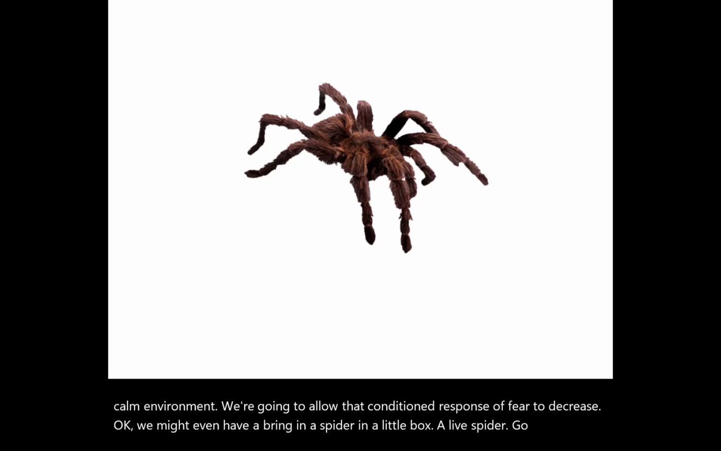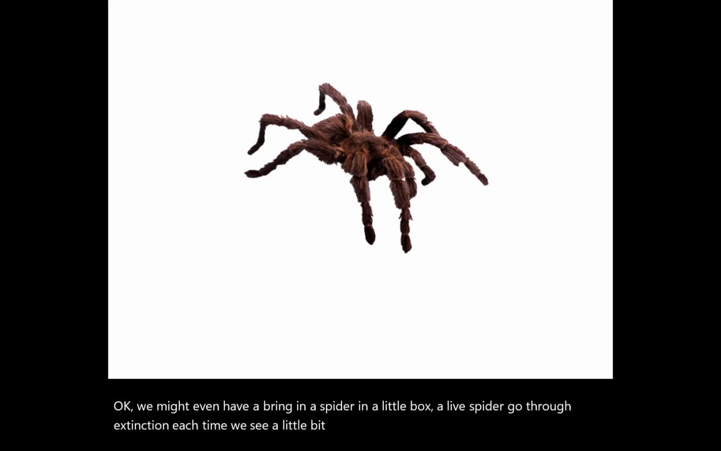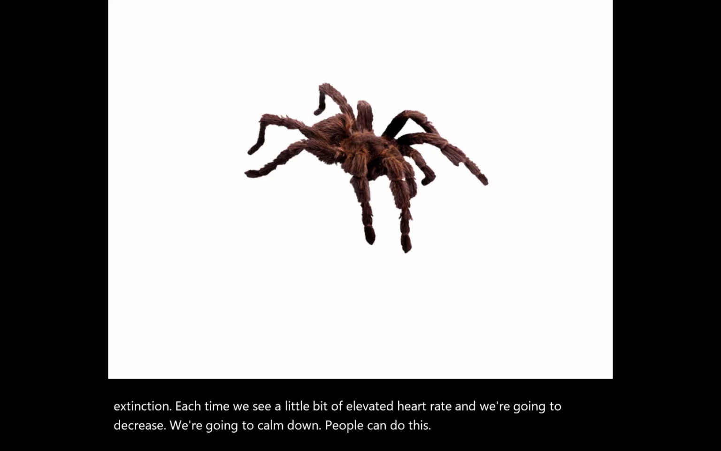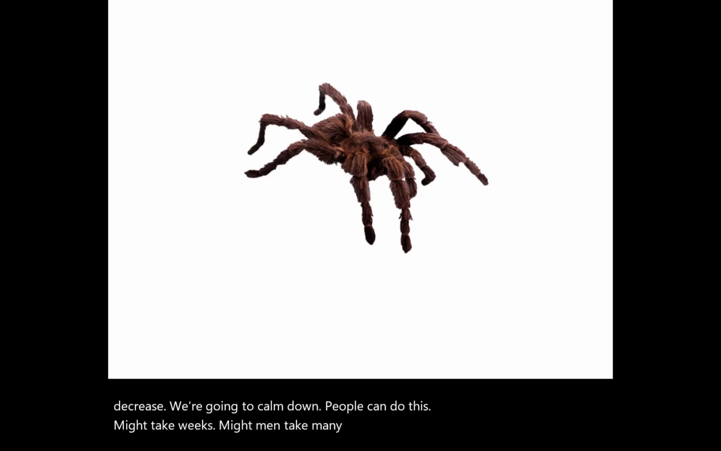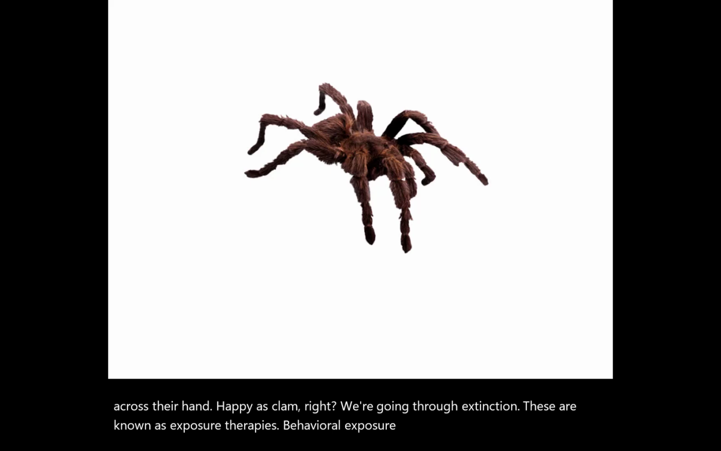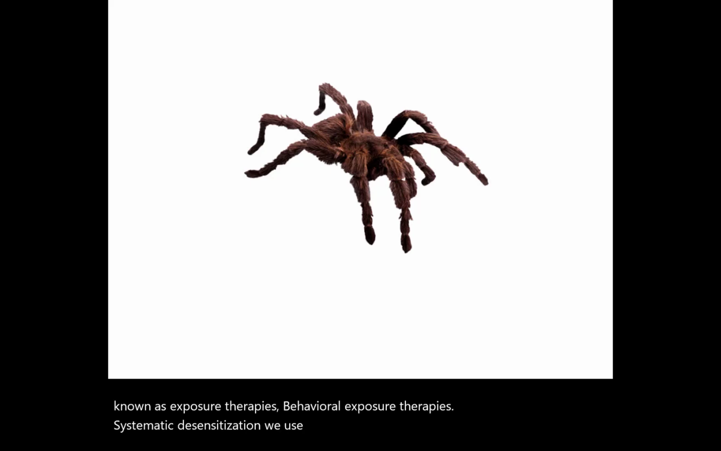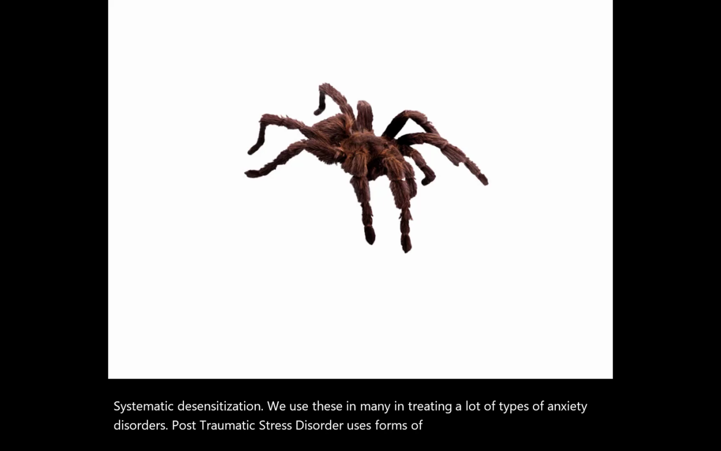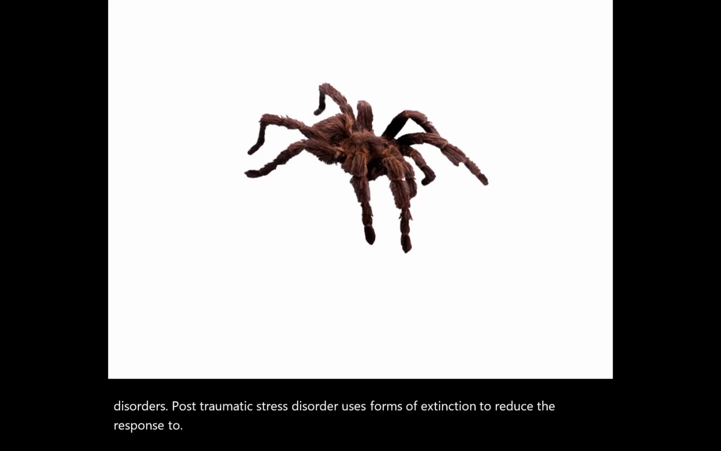Go through extinction. Each time we see a little bit of elevated heart rate, and we're going to decrease, we're going to calm down. People can do this. It might take weeks, might take many sessions. They might even have a spider crawl across their hand, happy as a clam, right? We're going through extinction. These are known as exposure therapies, behavioral exposure therapies. Systematic desensitization. We use these in treating a lot of types of anxiety disorders. Post-traumatic stress disorder uses forms of extinction to reduce the response to fearful memories.